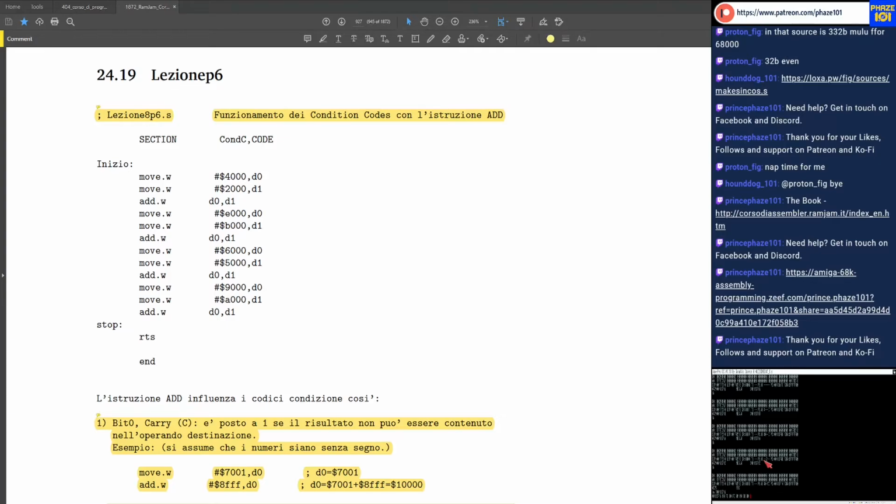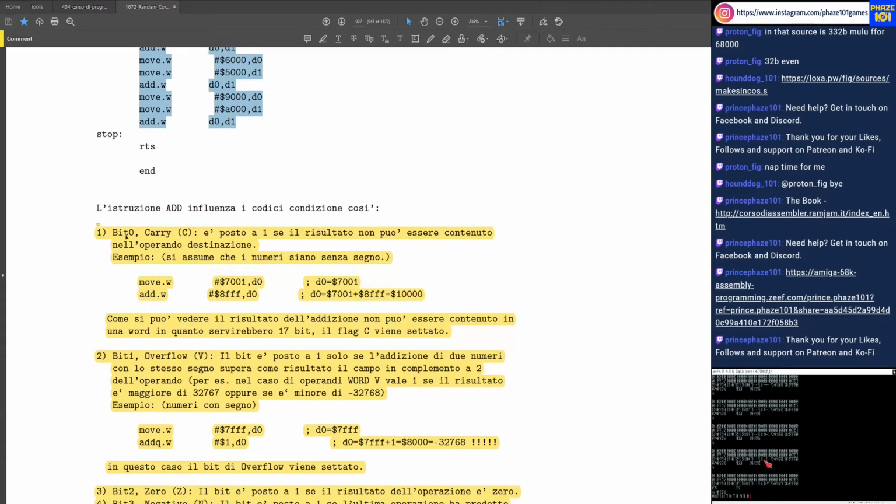This is what we are going to execute, and we are going to do additions, okay? How the condition codes, or flags, will work when we are doing additions. Remember, we get a carry. It's like normal maths, no? We get a carry when we have exceeded 10. When we have 10 or more, we get a carry, and same with binary numbers.